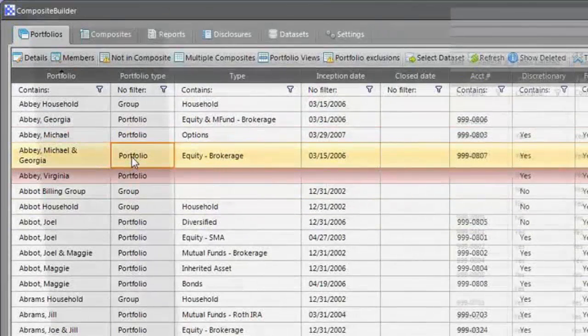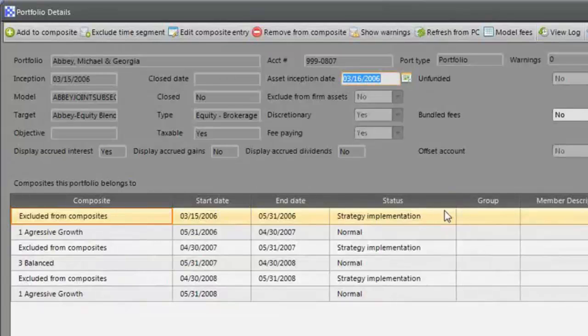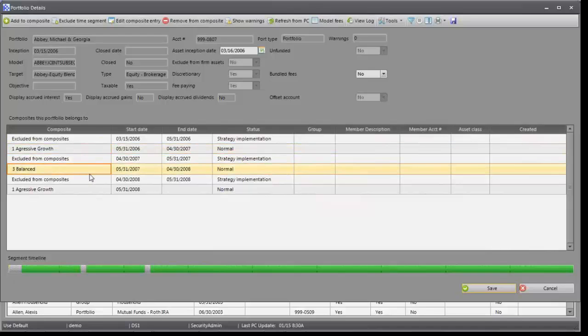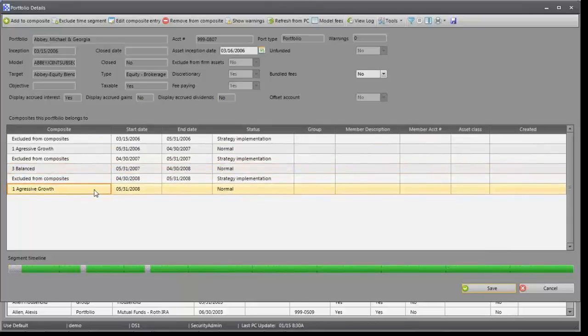This is fairly representative from what I see in a lot of client firms, is that over the life of an account, the strategy implemented in that portfolio or that household can periodically change. And so we have this portfolio that was at one time initially included in the aggressive growth composite. Then it moved to the balanced composite, and then finally it moved back to aggressive growth. So you see those time periods reflected in the timeline below.